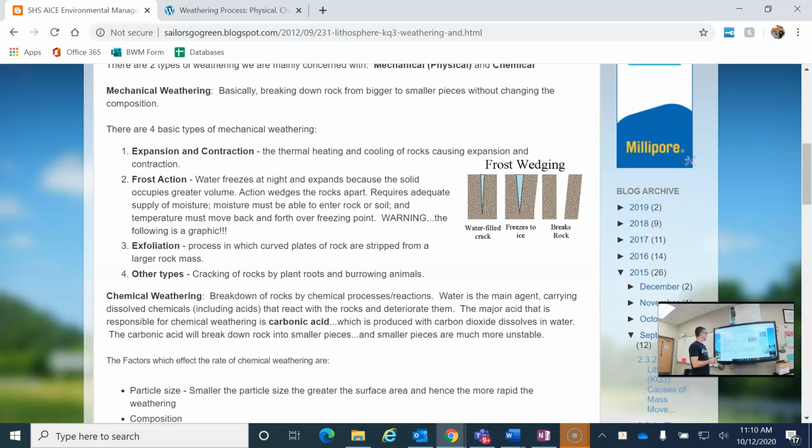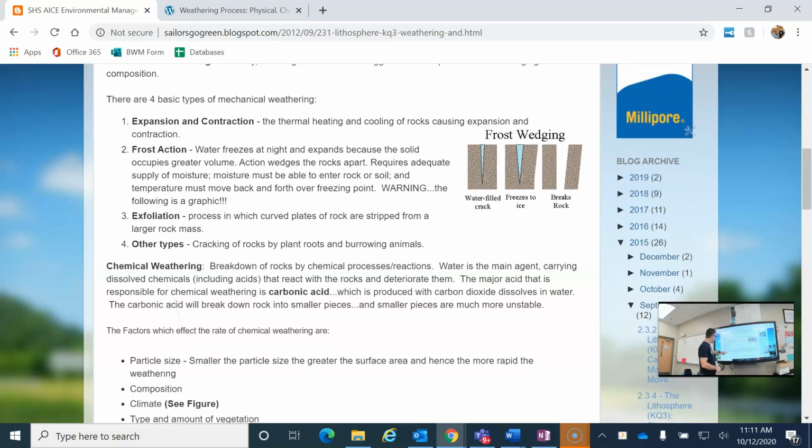Exfoliation is the process in which curved plates of rock are stripped from a larger rock mass as it comes off. And there's other types that can be cracked by plant roots, burrowing animals. We could call this biological weathering as well.